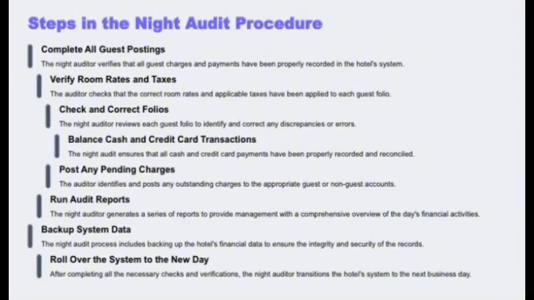And lastly, roll over the system to the new day. After completing all the necessary checks and verifications, the night auditor transitions the hotel system to the next business day. So it prepares the hotel system for the next day. For example, it changes the system date from April 24 to April 25.